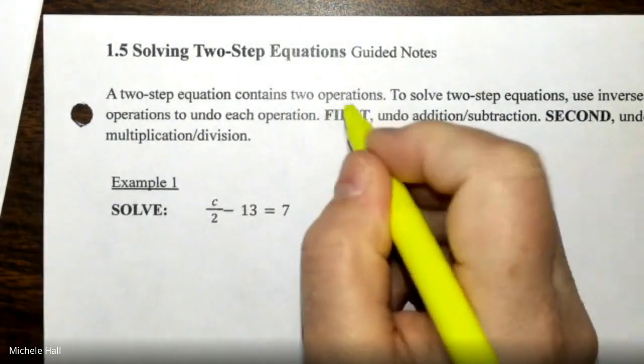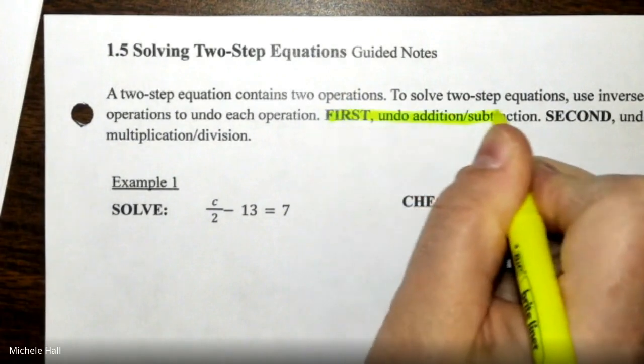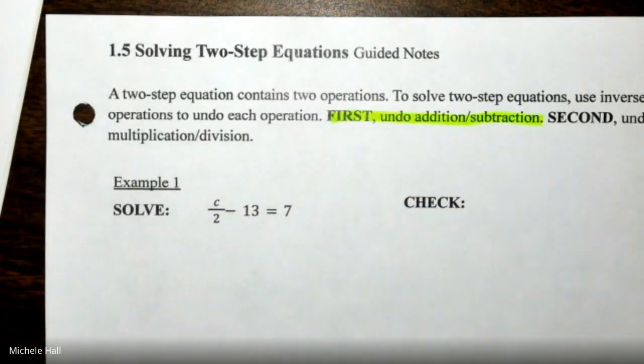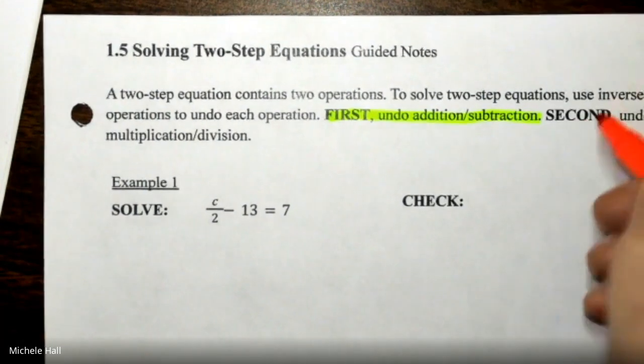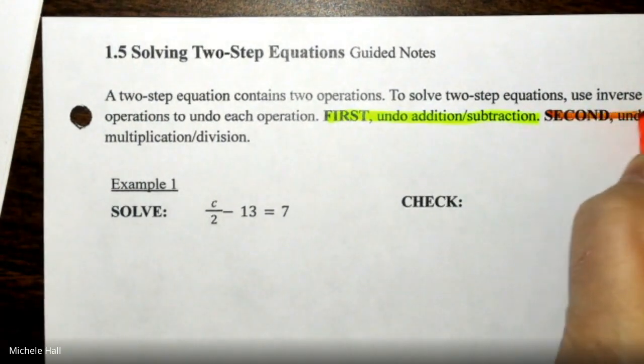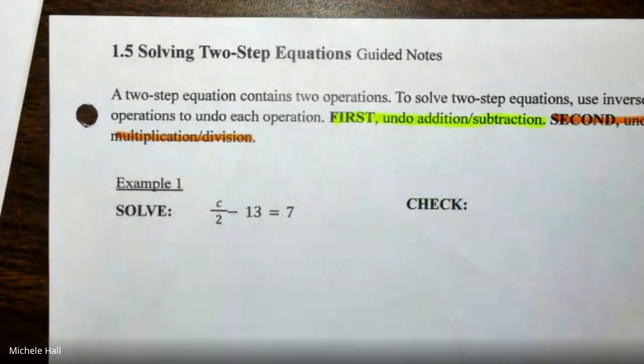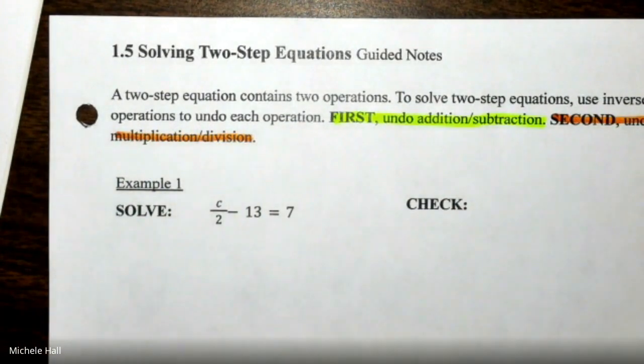But first, you need to undo addition and subtraction. Second, you need to undo any multiplication or division. Every time. Addition and subtraction have to be undone first, and then the multiplication and division can be undone.